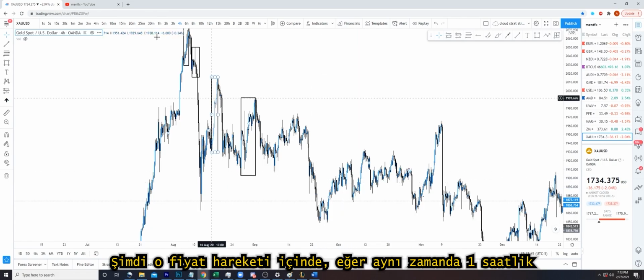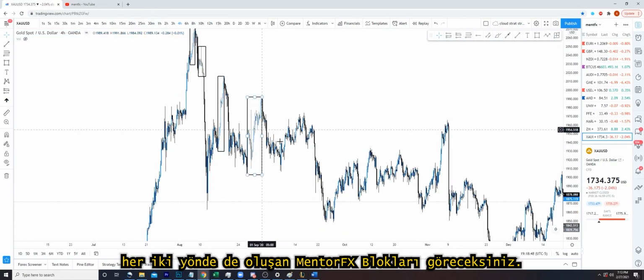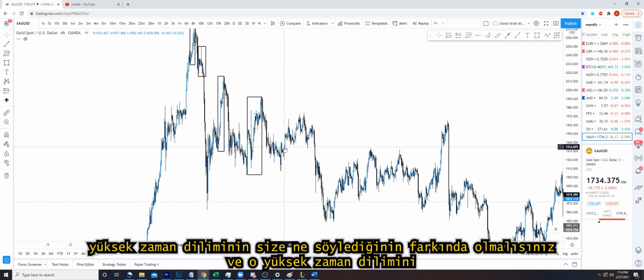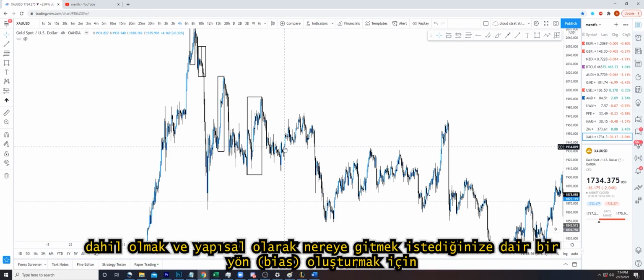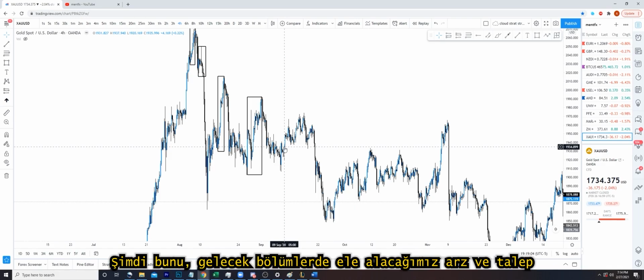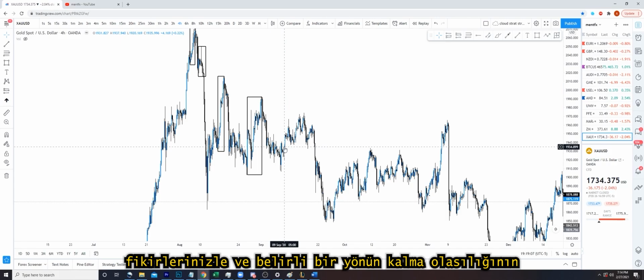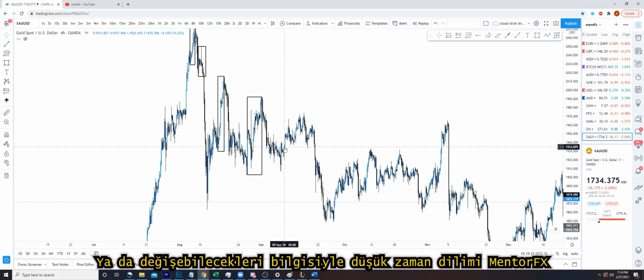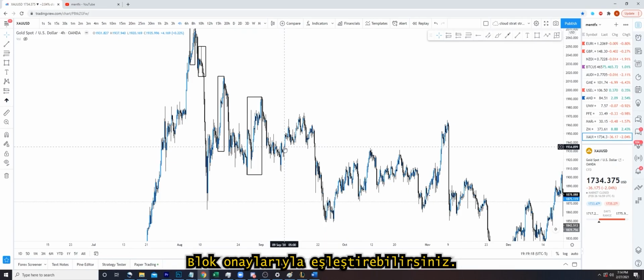Now, within that price action, if you are operating also on 1 hour and 15 minutes, you are going to see MentorFX blocks that form in both directions. That is why, again, you always have to be cognizant of what the higher time frame is telling you and how to use that higher time frame with the lower time frame confirmation to get involved and to form a bias structurally about where you want to go. Now you can partner that with your ideas of supply and demand that we're going to be covering in the future sections, and Wyckoff to have even more confirmation and more probability of a certain direction being maintained, right? Or you can partner that with the lower time frame MentorFX block confirmations with the knowledge that they can switch. So you need to understand how to also manage your positions, which we will talk about in the future section.